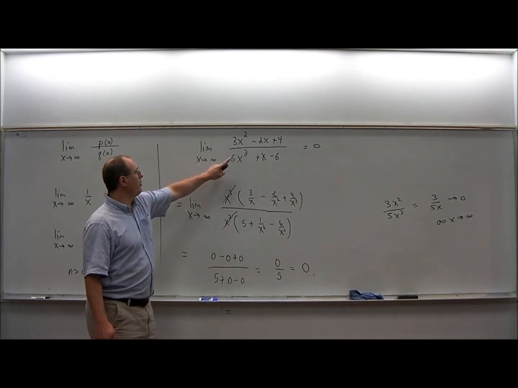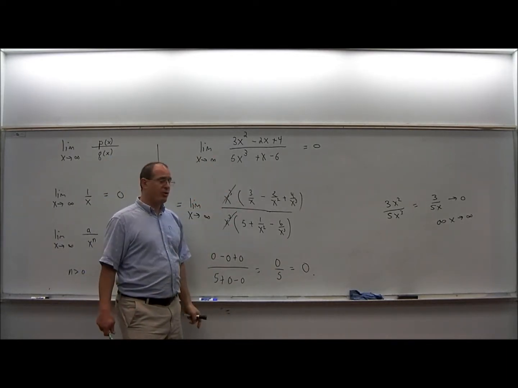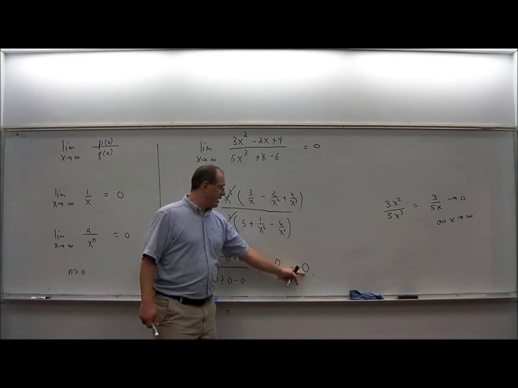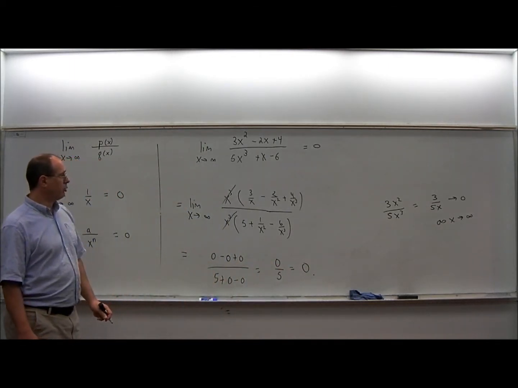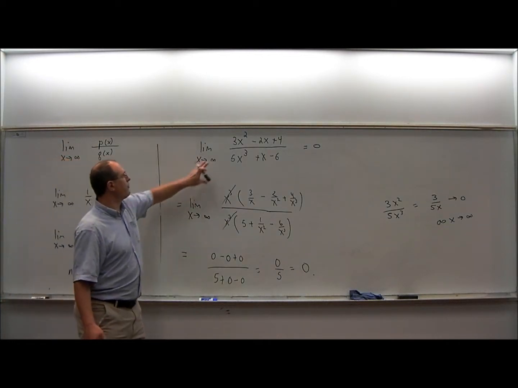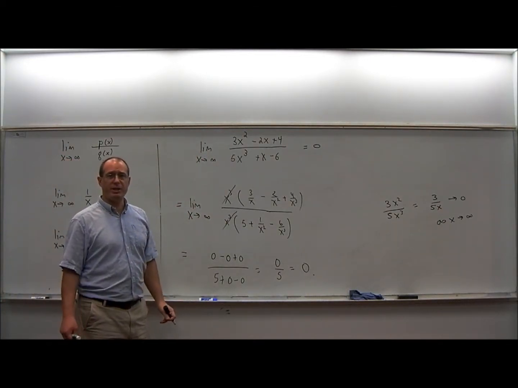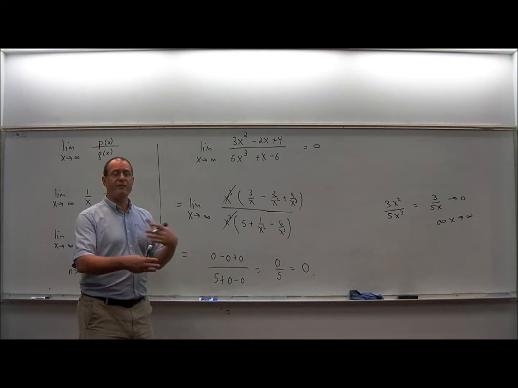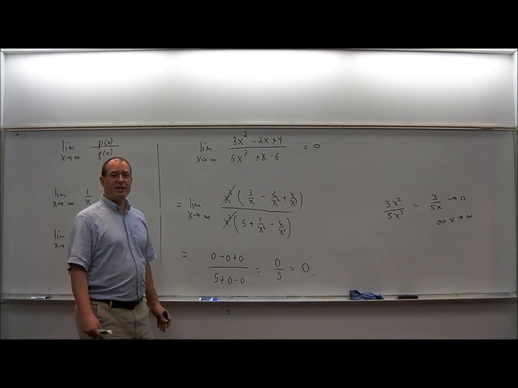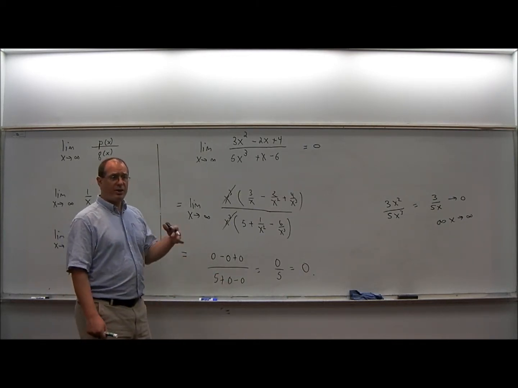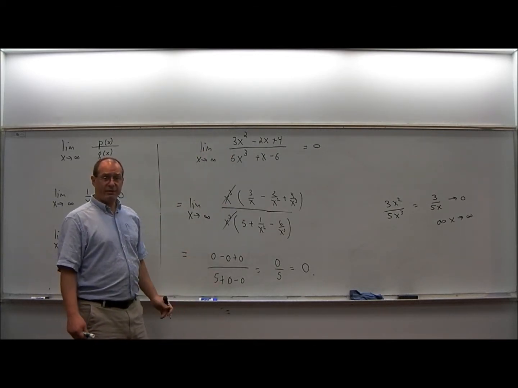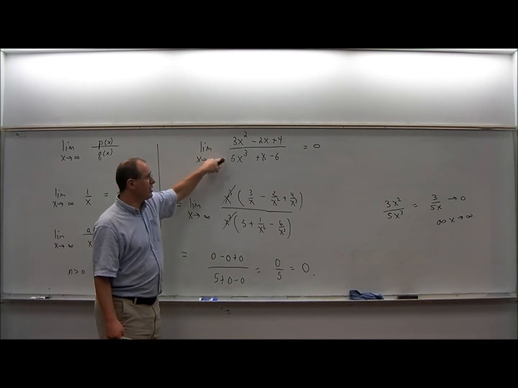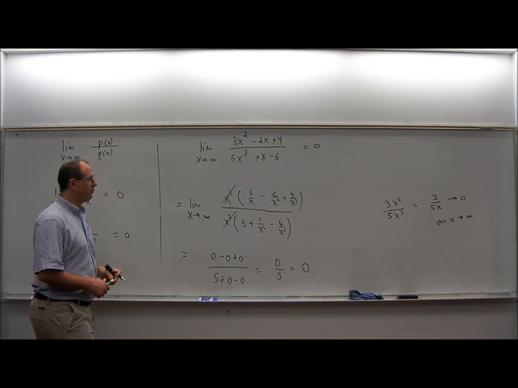So when the power on the bottom is bigger than the power on the top, the answer will be 0 as a general rule. And then if you flip this upside down, the answer is going to be infinity. Well, actually either infinity or minus infinity. So you just have to figure out whether the fraction is positive or negative. And looking at the lead coefficients will tell you that.